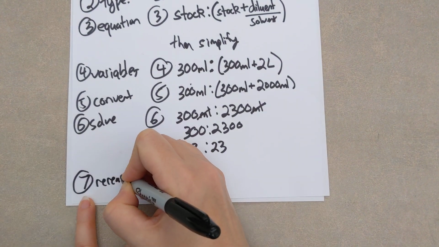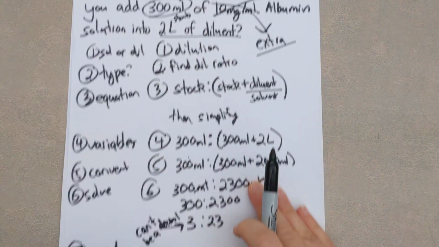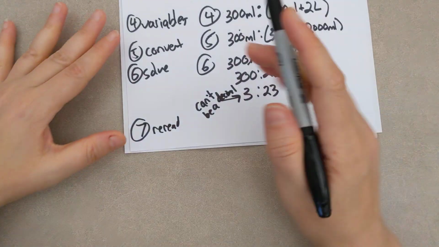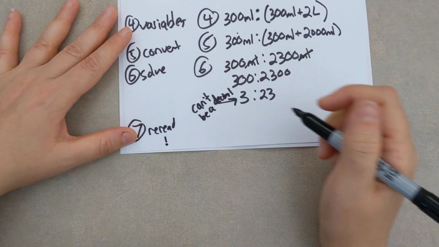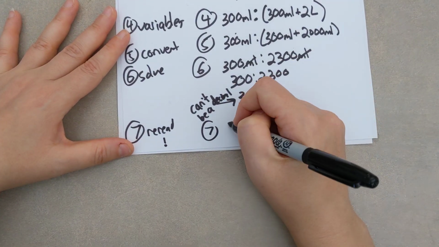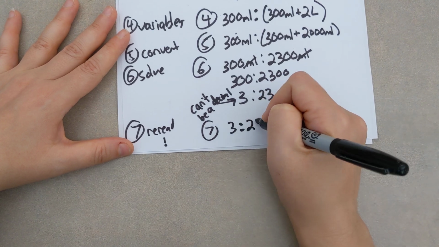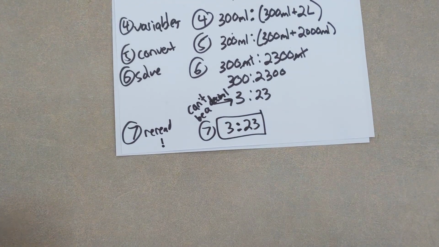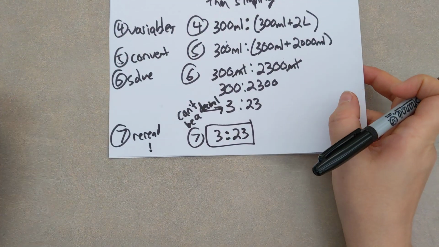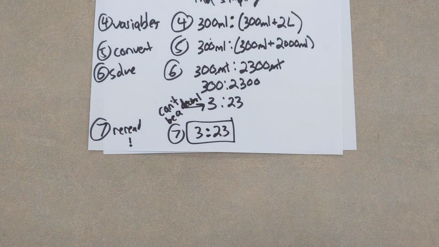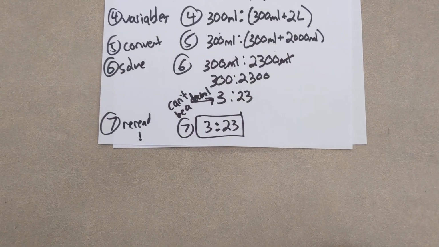And so now I reread. They want to know what is the dilution ratio. That means we're looking for something in a dilution, a ratio format. So that is the answer. 3 to 23 is the dilution factor for that problem. And that's how you find the dilution factor.